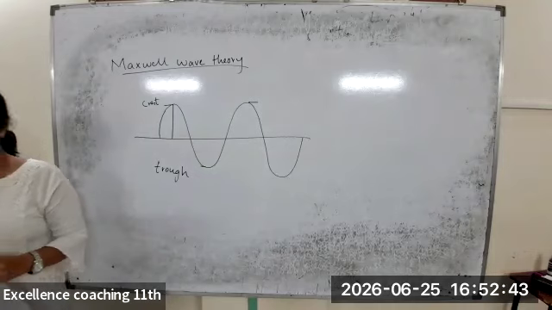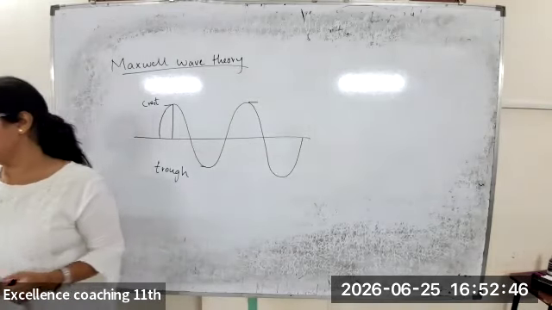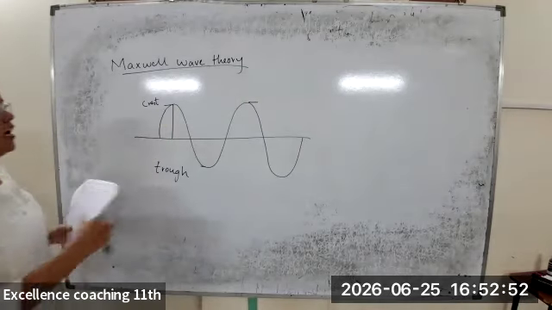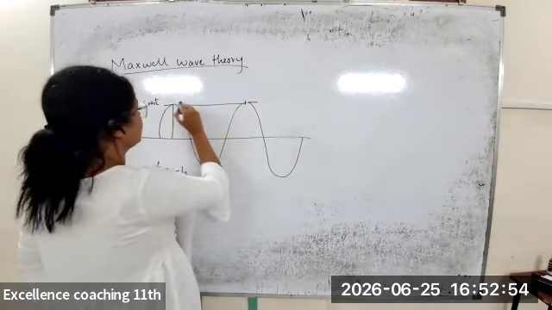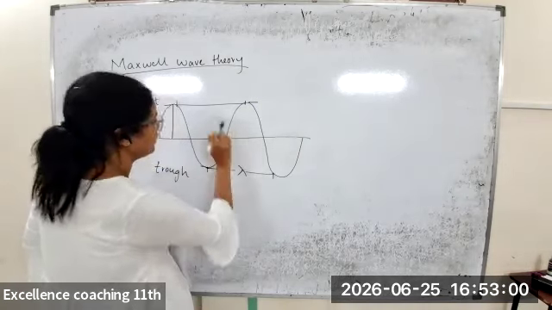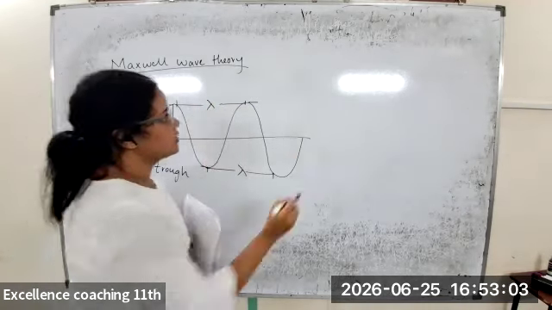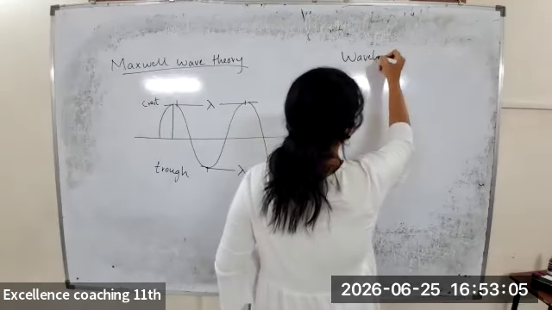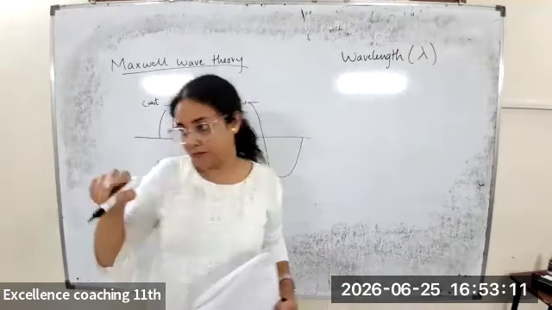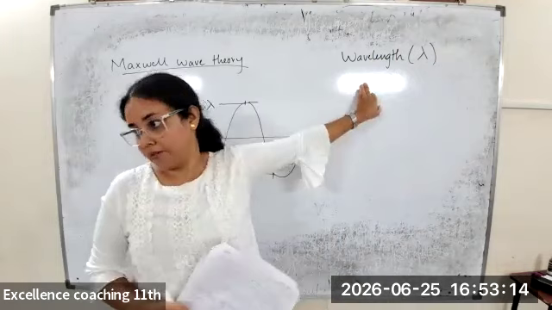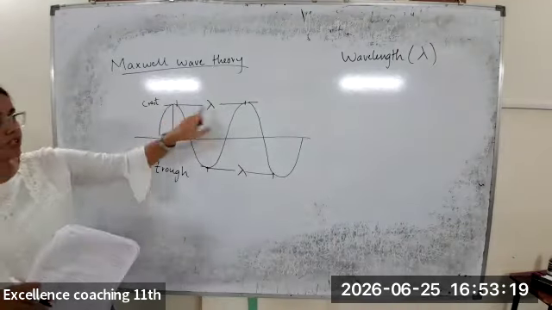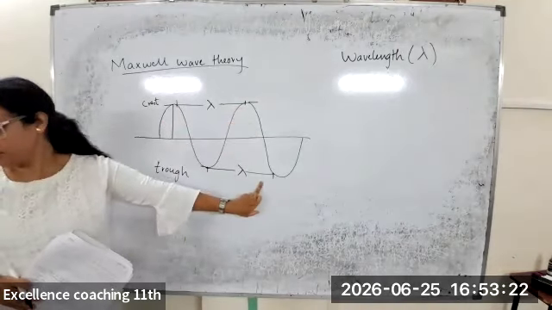What do you all understand by wavelength? Do you all have any idea? Wavelength is nothing but the distance between two consecutive crests or two consecutive troughs. This is given by lambda. We represent wavelength in terms of lambda. The symbol for wavelength is lambda.